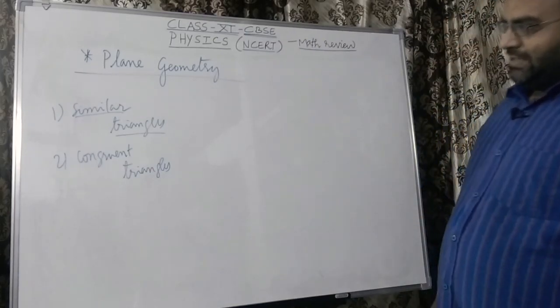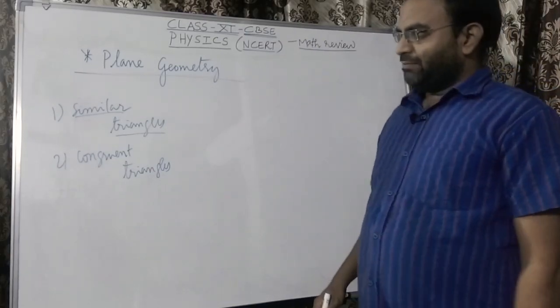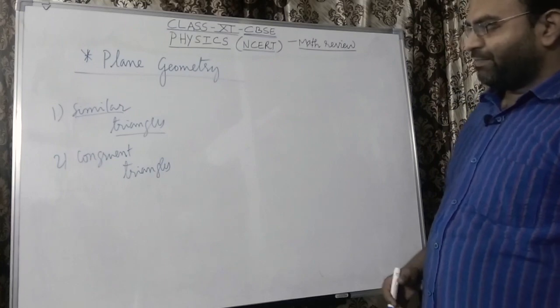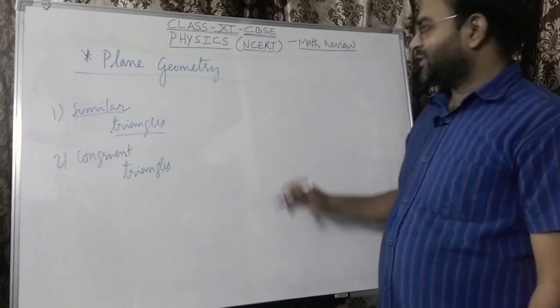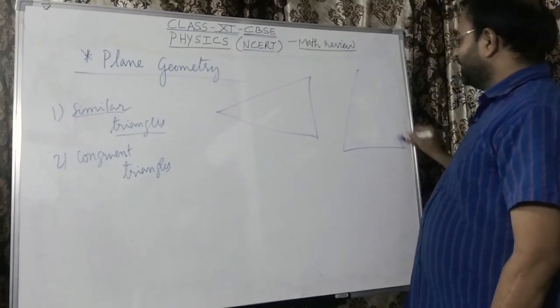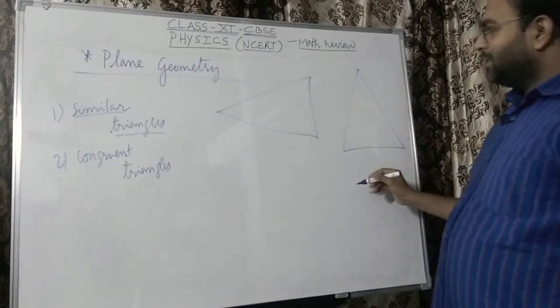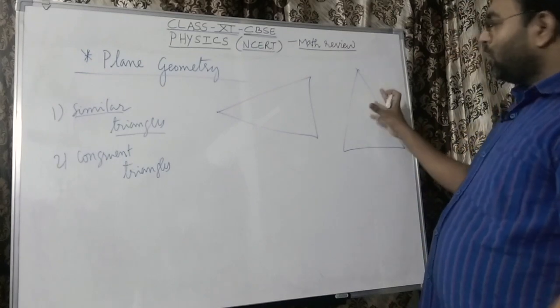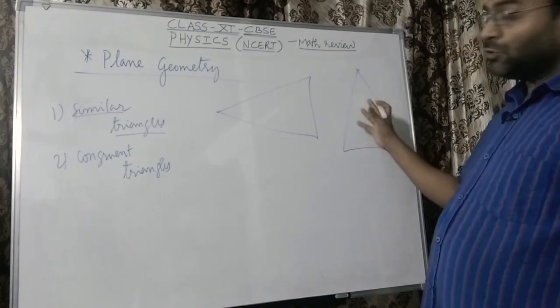So, in similar triangles, two triangles can be called similar if they have the same shape but different sizes and orientations. For example, you could have two such triangles. They have similar shapes, but their orientations are different and the sizes could be different as well.